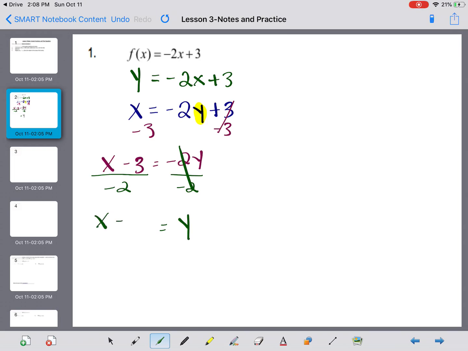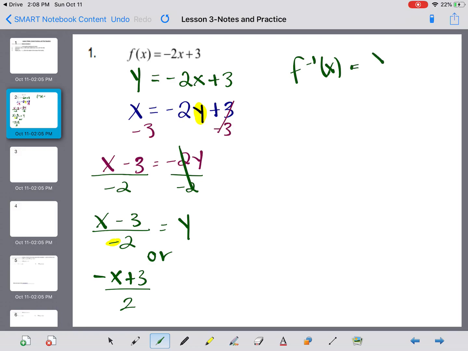You can leave it like this. This is totally fine. Or, the more proper way to write it is we have that negative in the bottom here. So you just divide everything by a negative. So this becomes negative x plus 3 divided by 2. Both are correct. Okay, so you can leave your answer as this. And our last step is to make y f to the negative 1 of x.